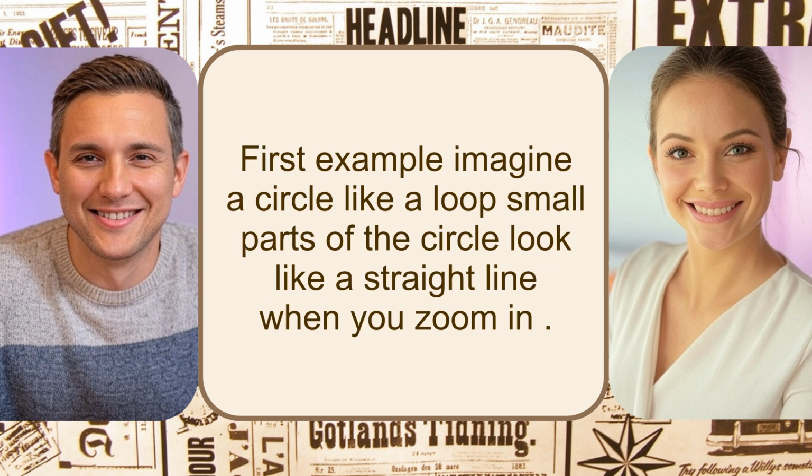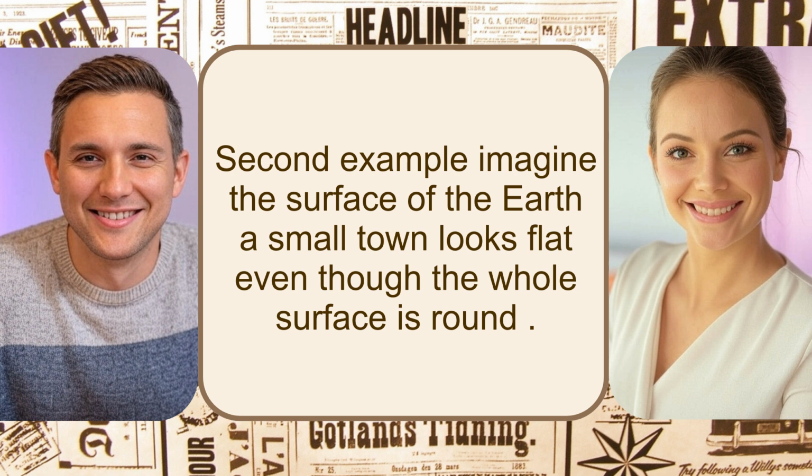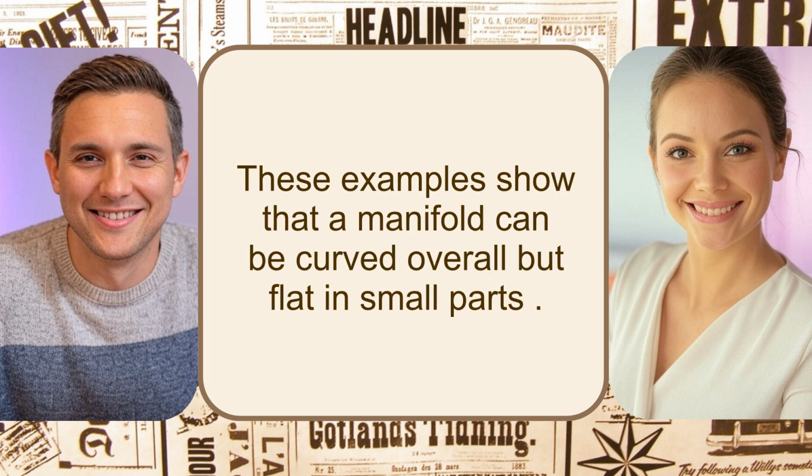First example, imagine a circle like a loop. Small parts of the circle look like a straight line when you zoom in. Second example, imagine the surface of the Earth. A small town looks flat even though the whole surface is round. These examples show that a manifold can be curved overall but flat in small parts.